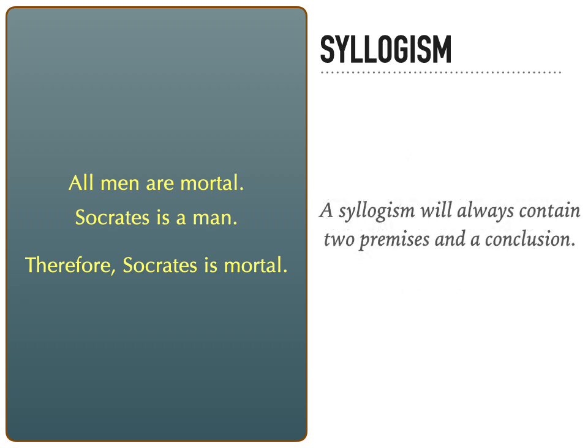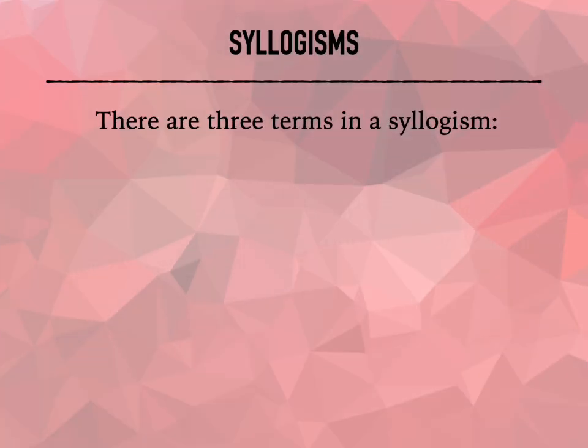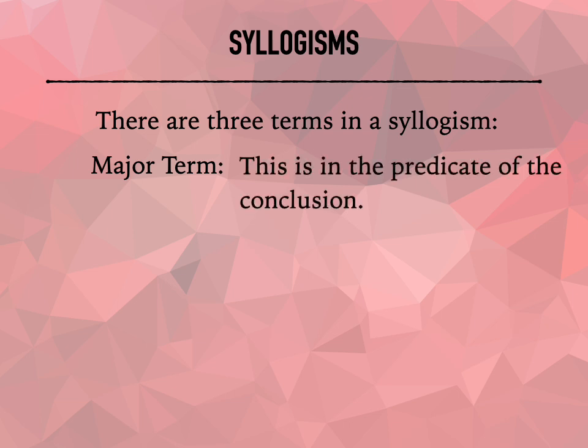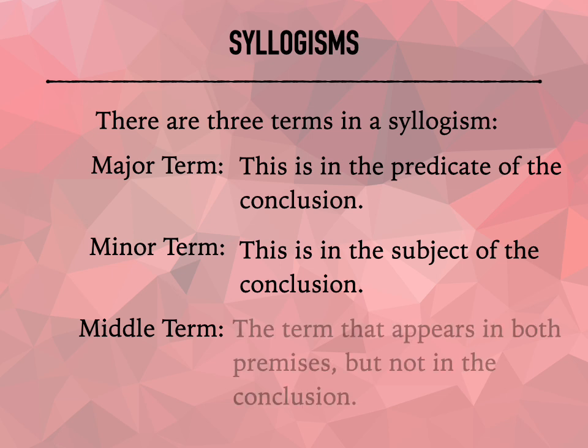You might recall that a syllogism will always contain 2 premises and a conclusion. You might also remember every syllogism has 3 terms. We have a major term. The major term is going to be the predicate in the conclusion. The minor term, which is the subject of the conclusion, and the middle term. This is the term that appears in both premises, but it does not appear in the conclusion. It's the term that helps me link the major and the minor term.